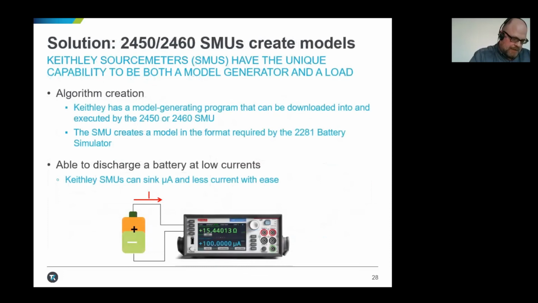The solution to the model creation problem is to use the Keithley Series 2450 source meter as a load. This SMU can sink a constant current. Due to its low current sensitivity, it can sink very low currents, even currents below a microamp. Keithley has created a model generating program that can be downloaded into the Series 2450 SMU. The SMU will discharge the battery, take the necessary measurements, and create a model in the format required by the 2281 battery simulator.